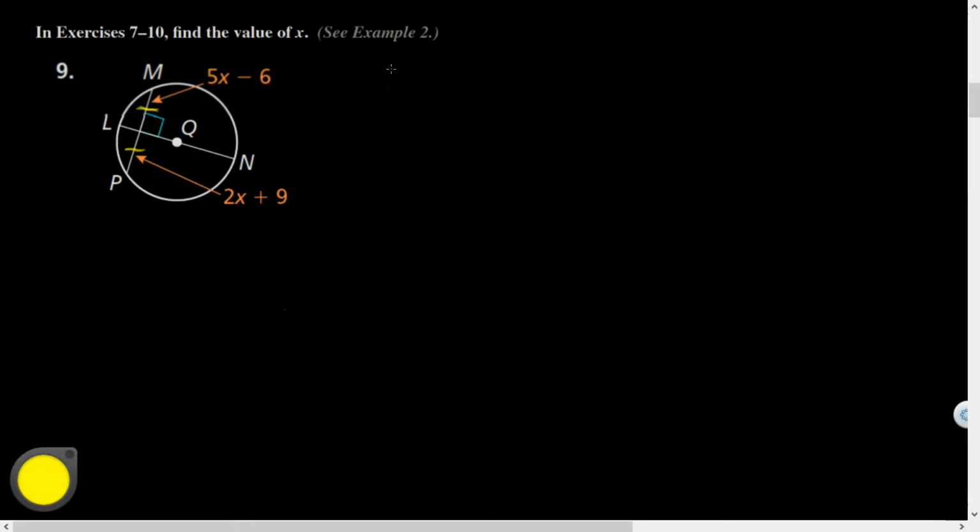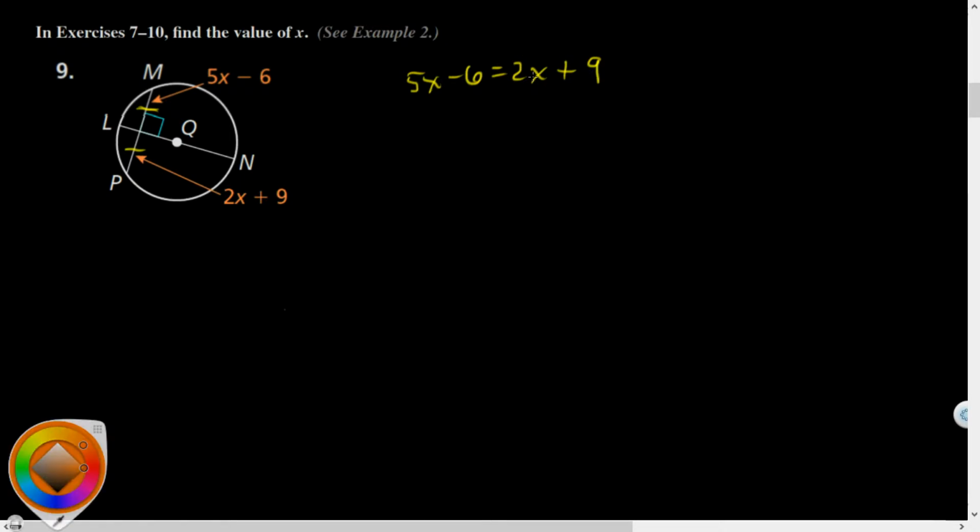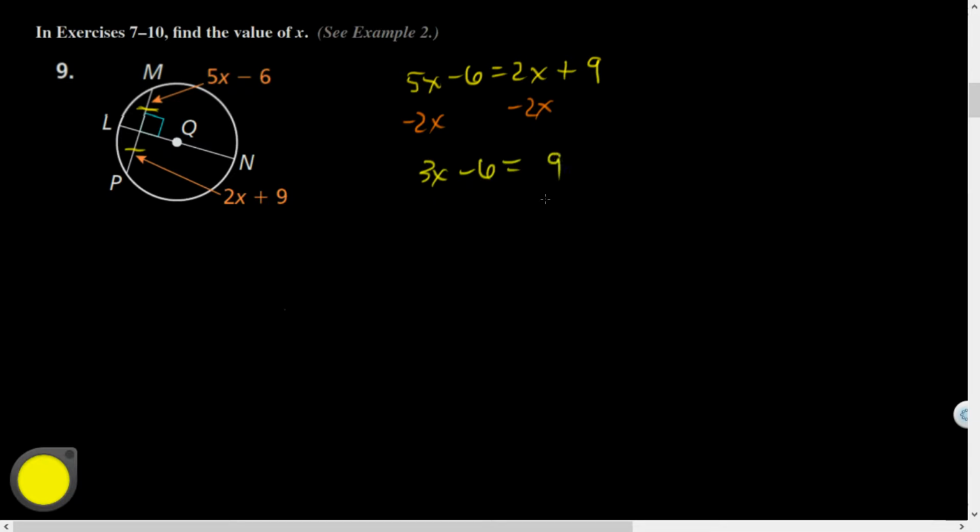So what's the equation I can set up, algebruddies? That's right, 5x minus 6 equals 2x plus 9. Good job there. Subtract 2x from both sides: 3x minus 6 equals 9.